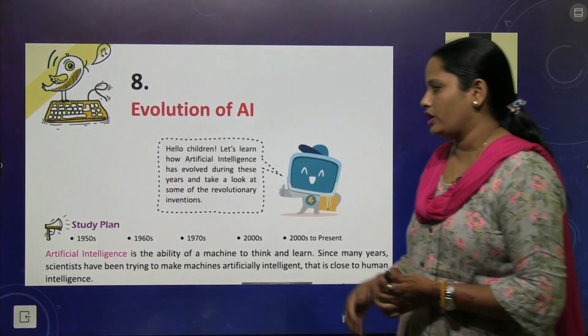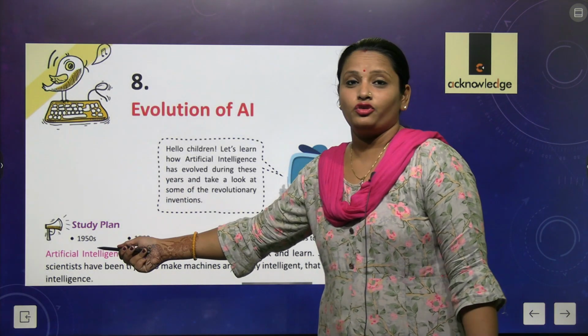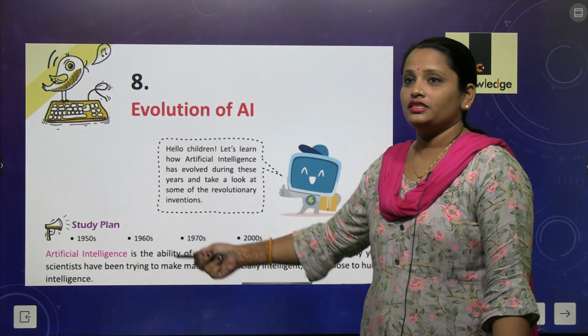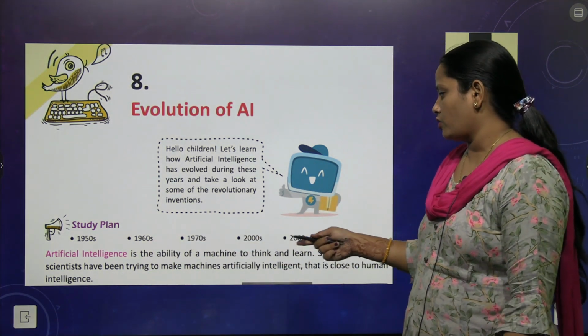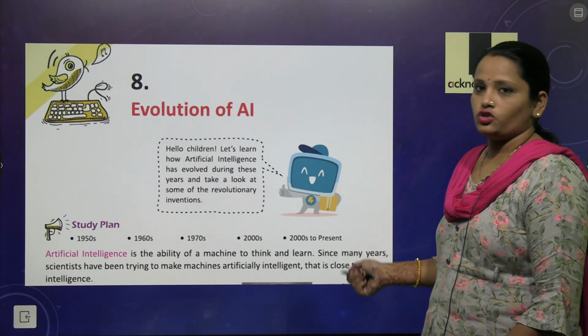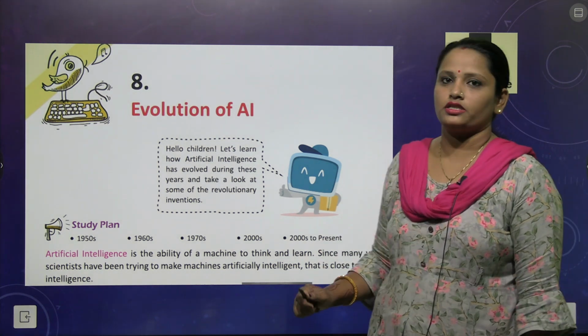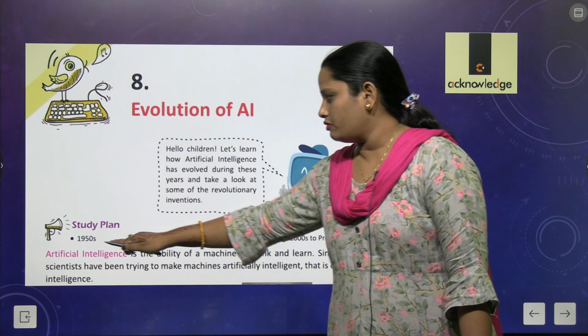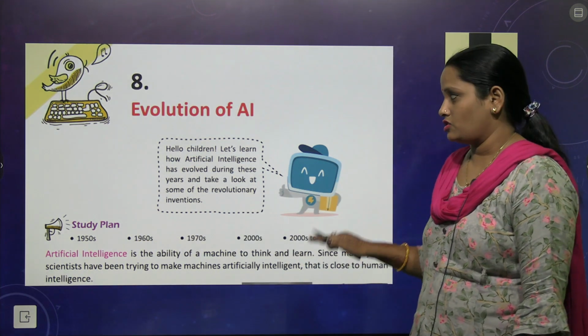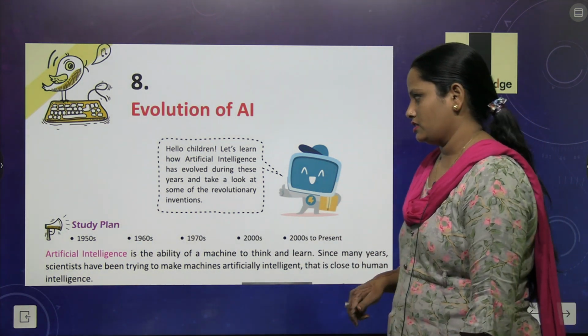In this chapter, we are going to learn about the 1950s, 1960s, 1970s, 2000s to present. So, how AI worked in all these years. So, we are going to learn about this.